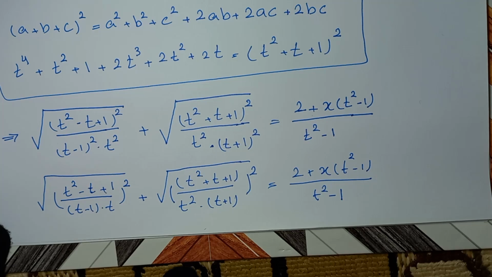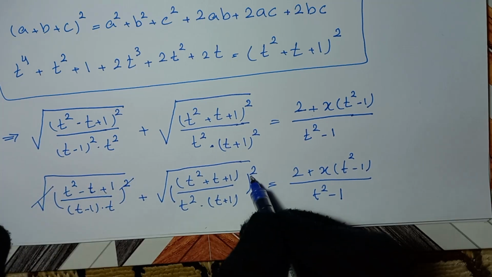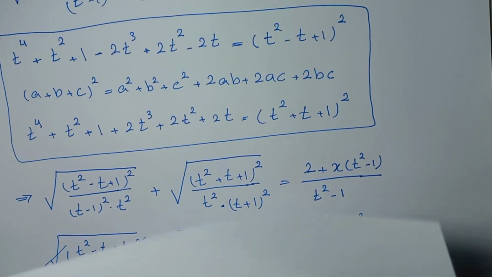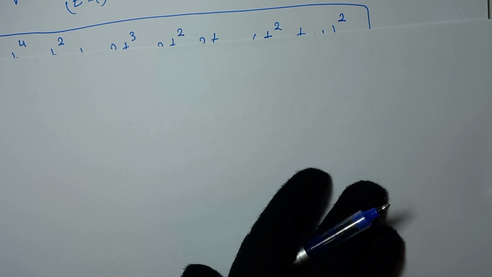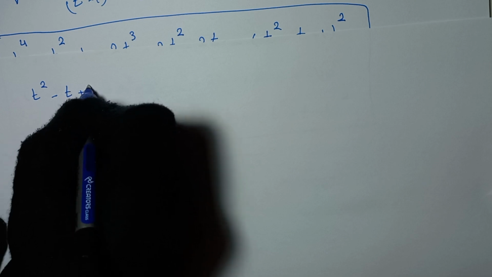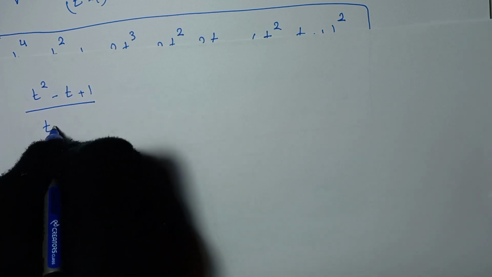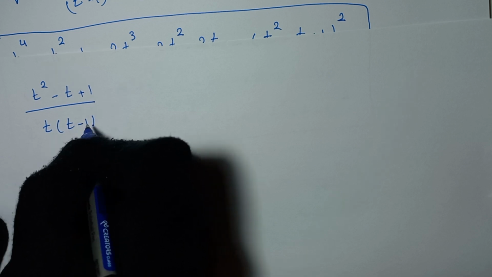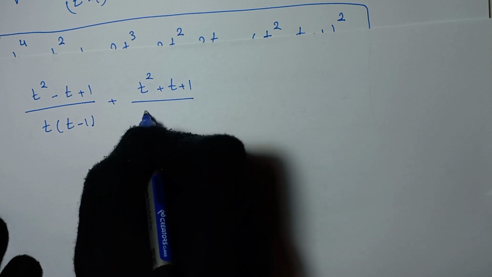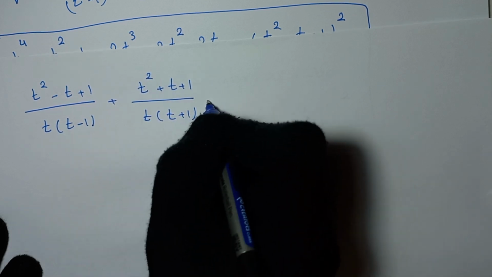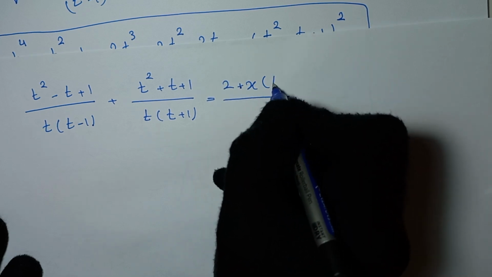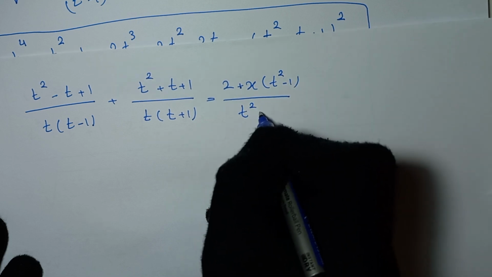So in here, these two will cancel this square root, and these two will cancel this square root, and we write in here: (t squared minus t plus 1) over (t times t minus 1), plus (t squared plus t plus 1) over (t times t plus 1), is equal to 2 plus x times (t squared minus 1) over (t squared minus 1), right?